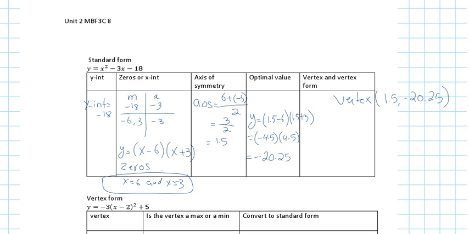And then to write it in vertex form, you just write your original format. The axis of symmetry is x, and this is y, the optimal value. What's my a value here? 1, so I don't have to write it. What's my h? 1.5. And then my k is negative 20.25. And that is my vertex form.